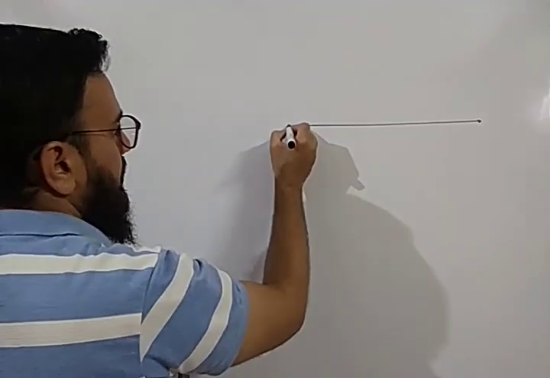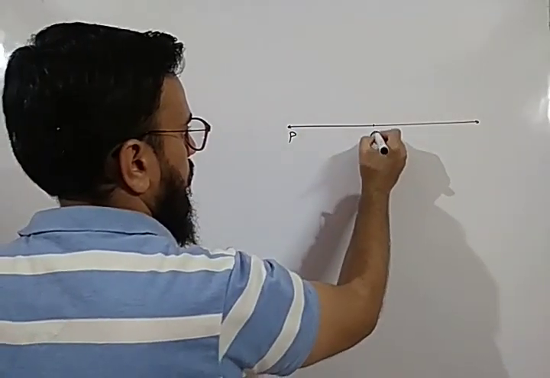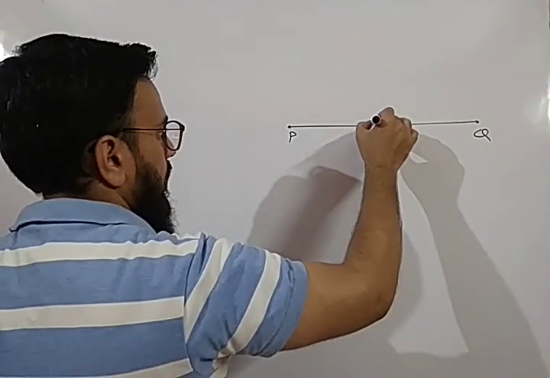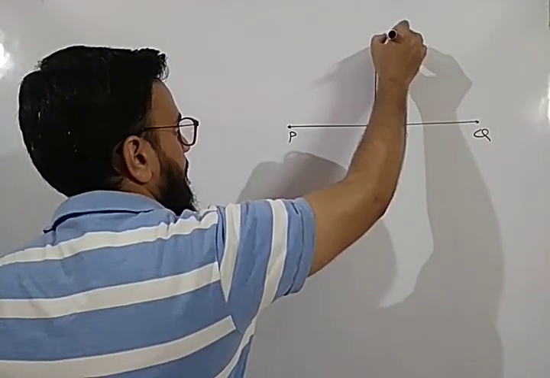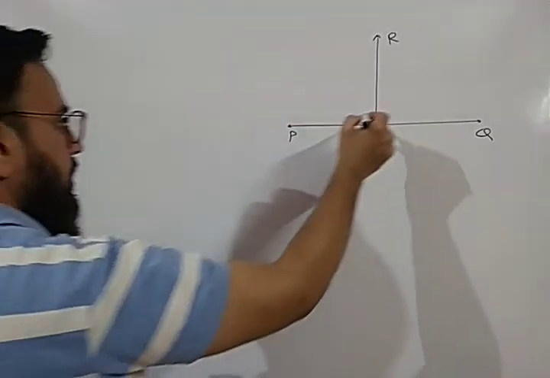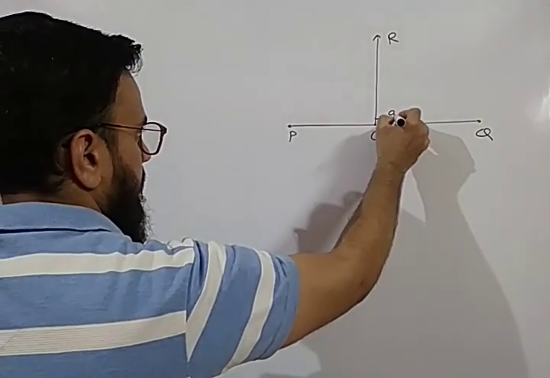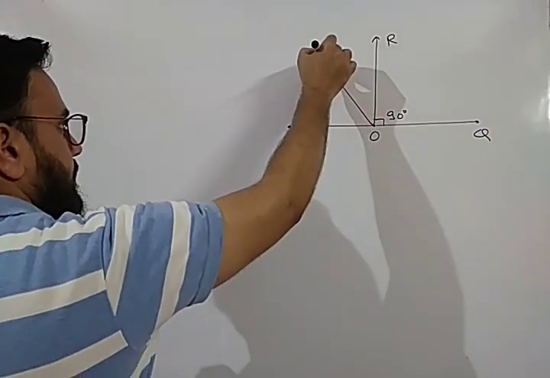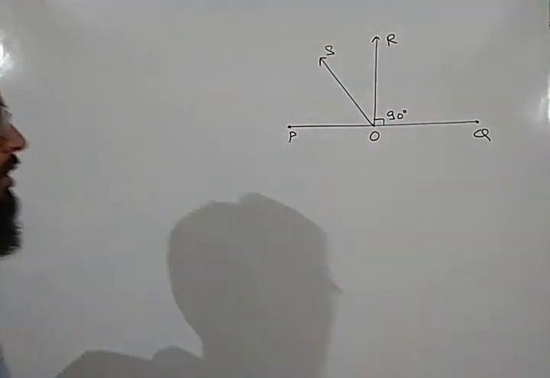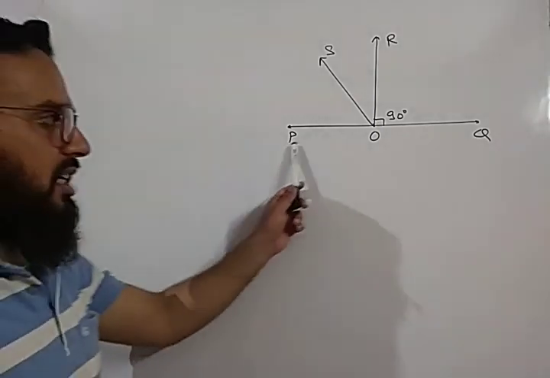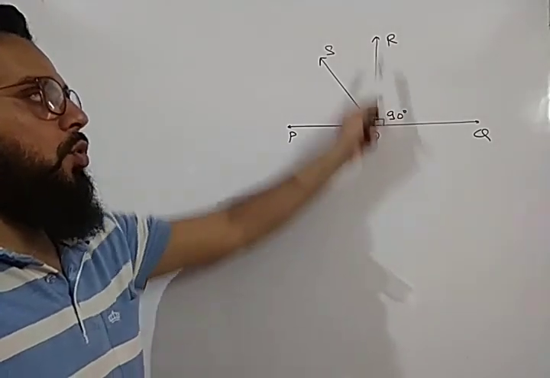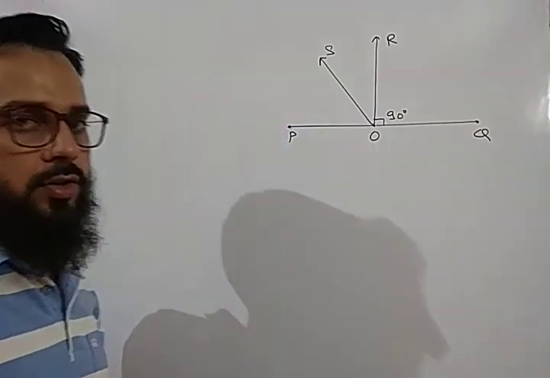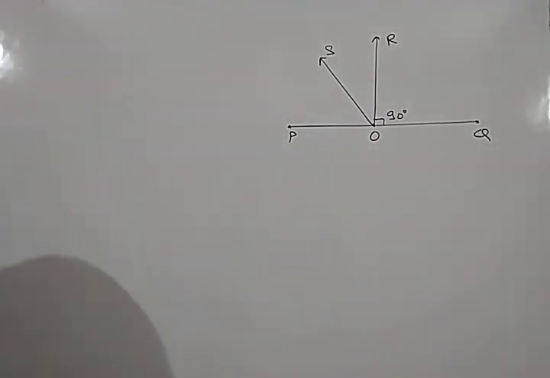Again, we have given a line POQ and OR is given. This angle is given 90 degrees. And one more thing is given, OS. Now this is our figure. We have given a line segment POQ, a ray OR which is perpendicular to POQ, and another ray OS standing on it. So note down the question.